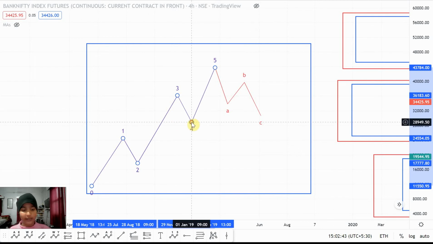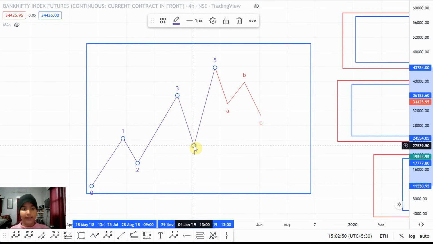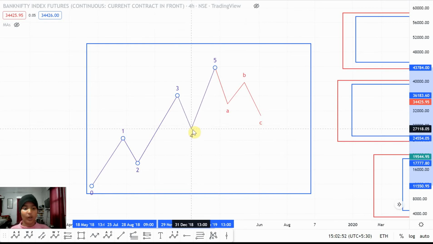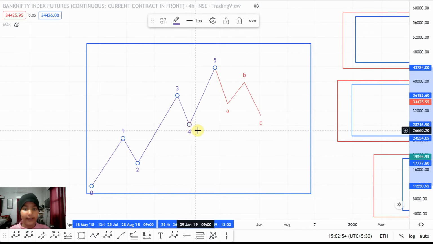And my third rule is that the fourth wave should not go into the territory of the first wave. If I am marking it like this, then my count is wrong and I'll have to mark it again.